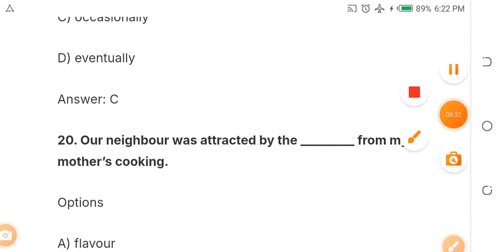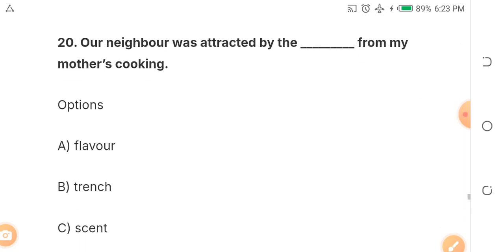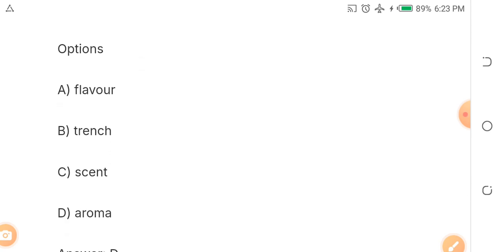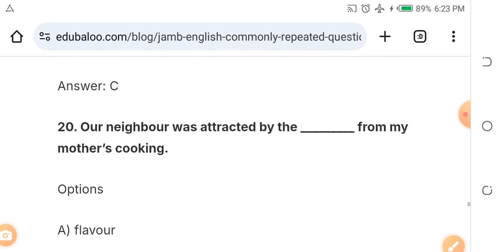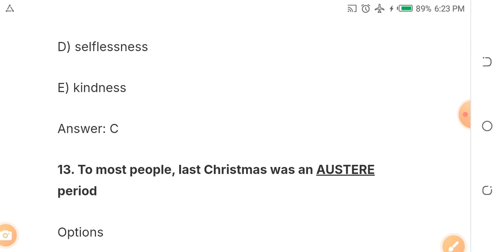Number 20. Our neighbor was attracted by the dash from my mother's cooking. This one the senior cooks we know. I hope you are following. They get carried away by the aromas of the soup. A. Flavor. B. Trench. C. Scent. D. Aroma. The answer is aroma. Aroma from my mother's cooking.